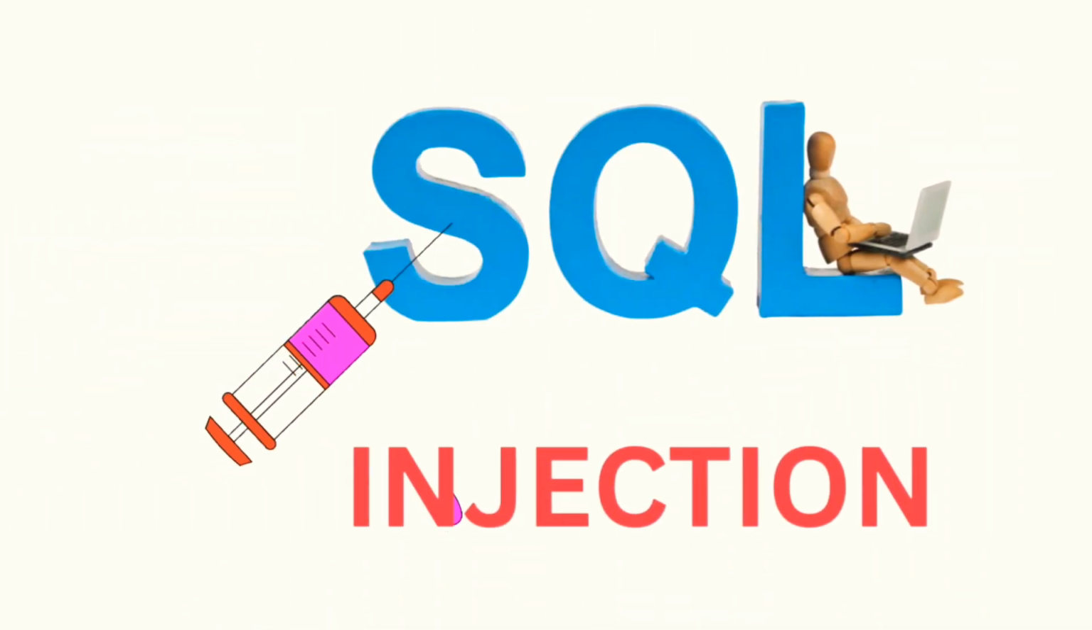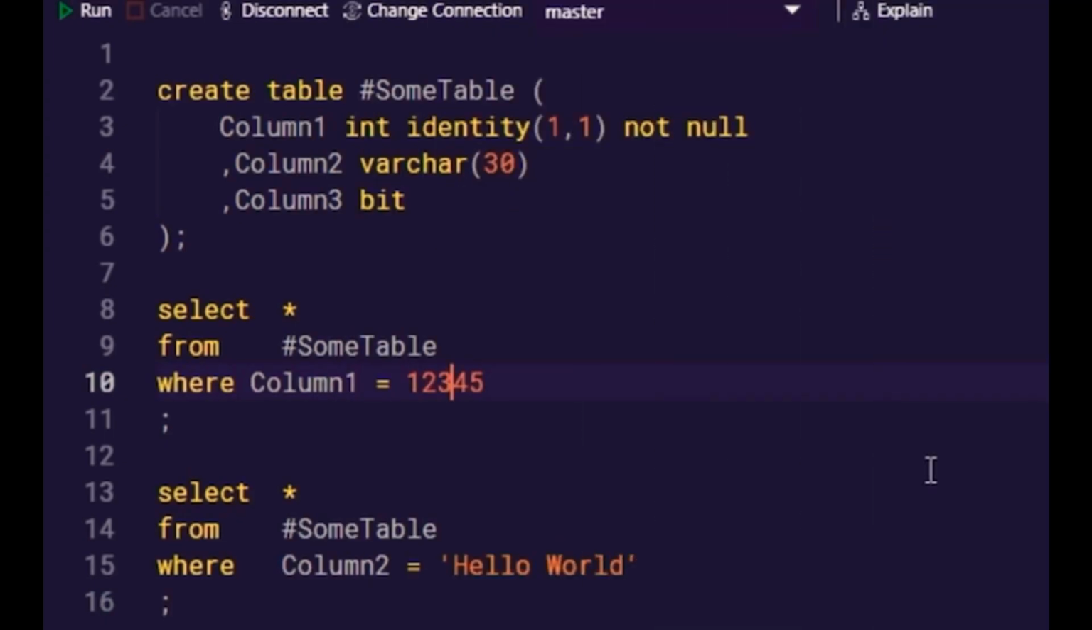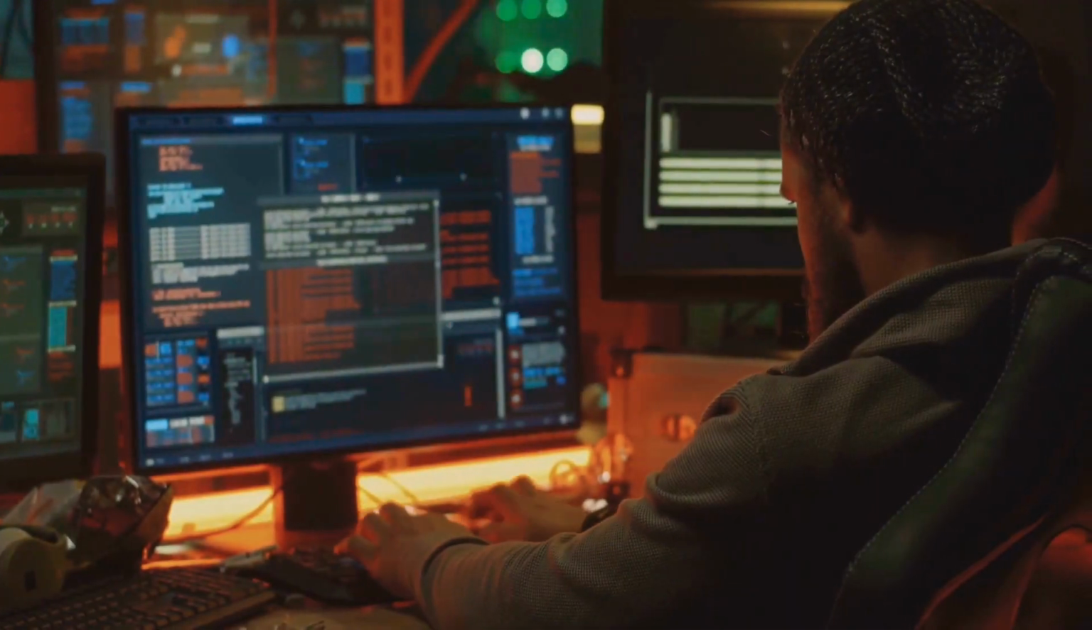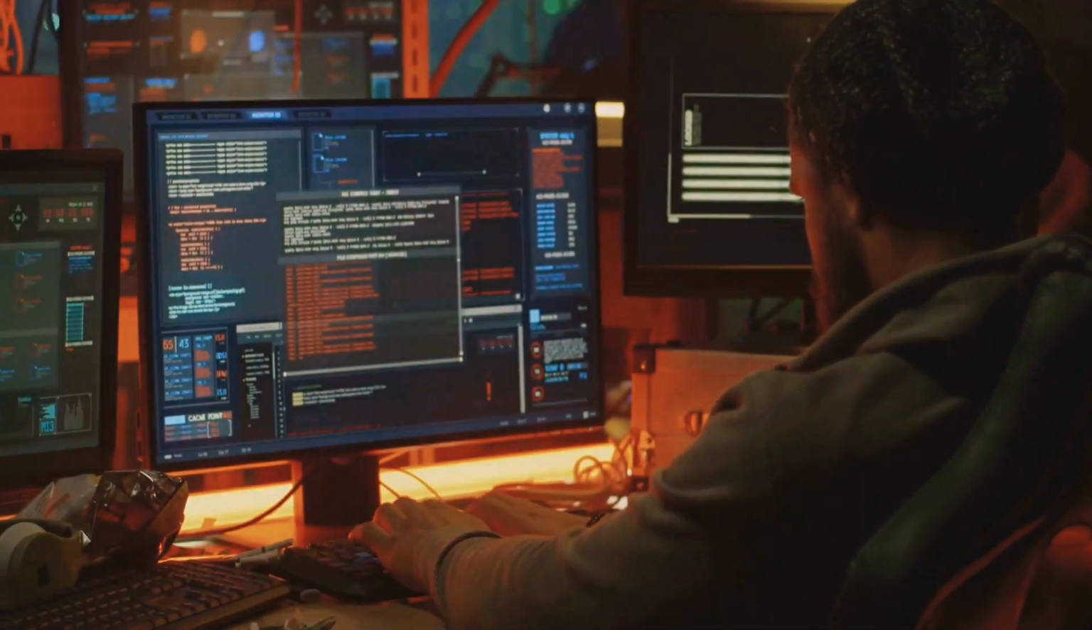SQL injection at its core is a technique where malicious users can inject SQL commands into a SQL statement via the input data from the client to the application. It's like a secret whisper to the database, asking it to reveal its deepest secrets.